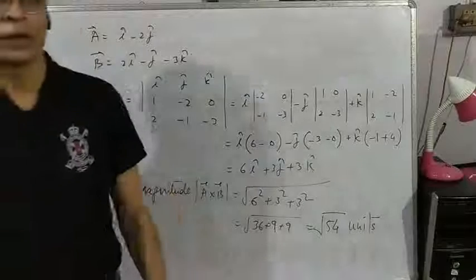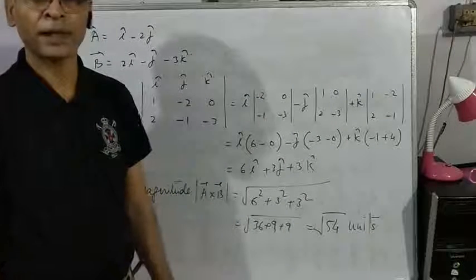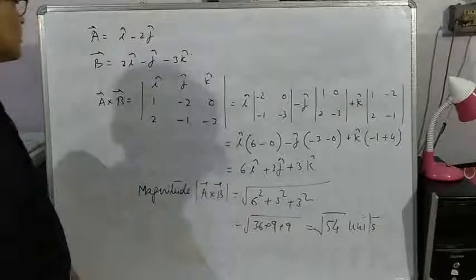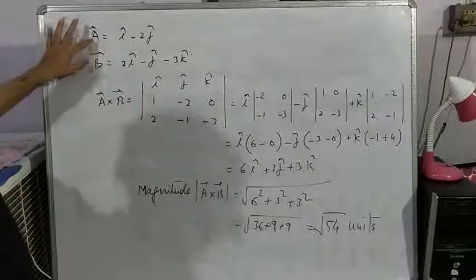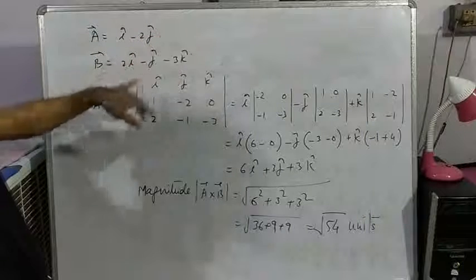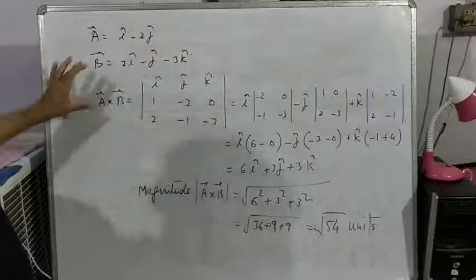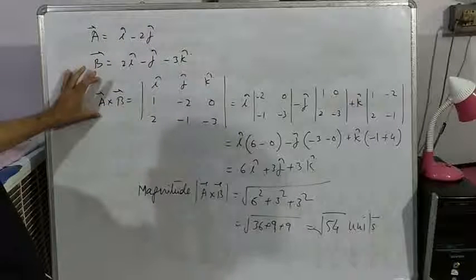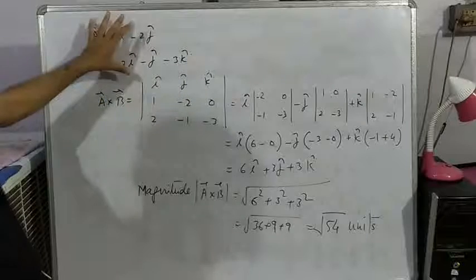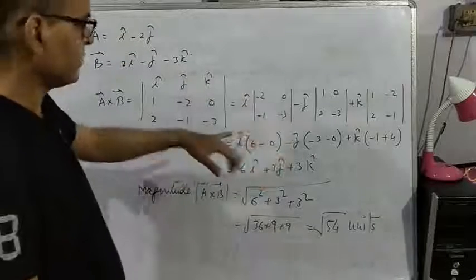Students, to elaborate cross product, I am taking one example so that you can understand better. Suppose A is equal to i minus 2j, there is no z component, and B is equal to 2i minus j minus 3k. So A cross B is equal to the determinant formed by vectors A and B. Everything is plain, you have to understand only.